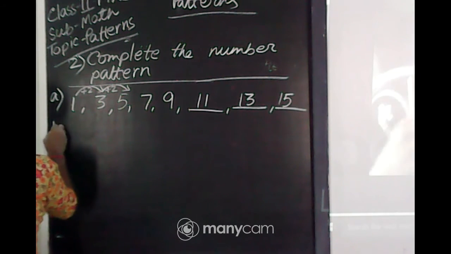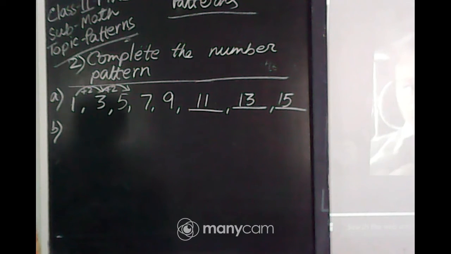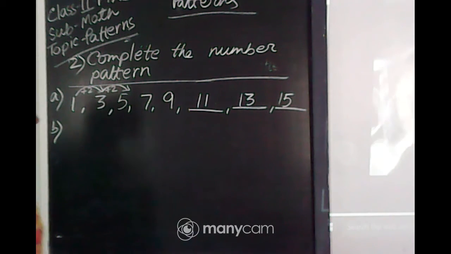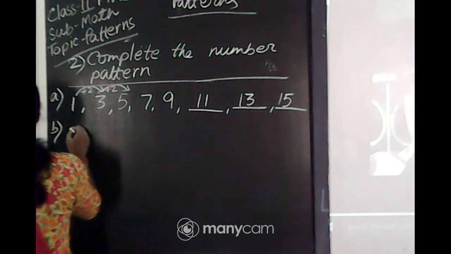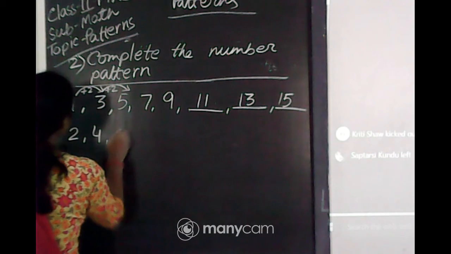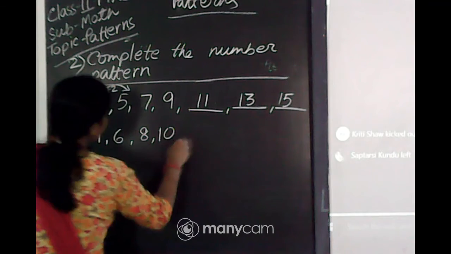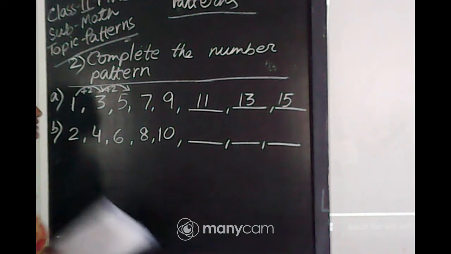Okay. Next number B. Rithojit, Riddhi, correct. Next number B: 2, then 4, then 6, 8, 10, 3 blank. What will be the next?